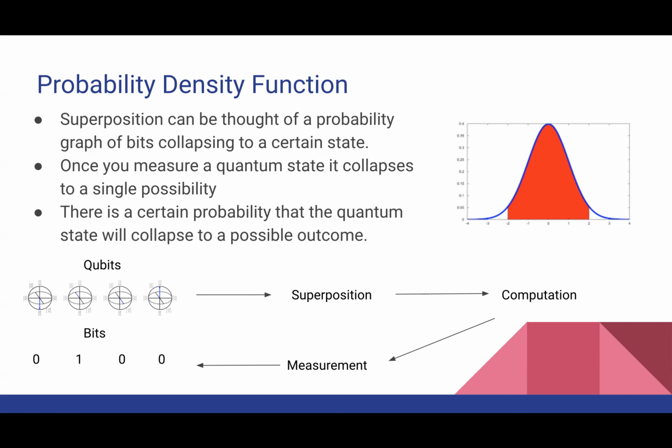I know that may have been a botched explanation, but I think the more that you learn, the more that this will make sense. And it is important to know that qubits that are in superposition are essentially probability density functions.